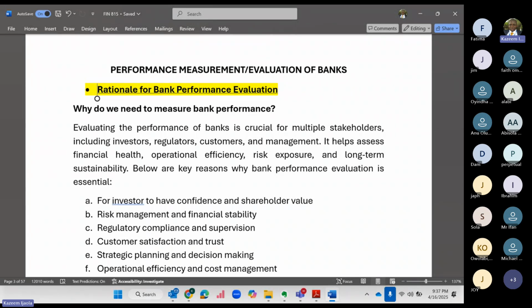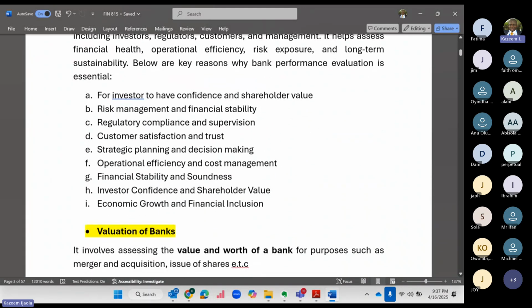So there are a lot of reasons why we need to measure the performance of banks. The first one is for investors to have confidence. Who are the investors? The shareholders. For them to have confidence in the bank, that this bank is doing well, because they have seen their performance. Then the second one is risk management and financial stability. It is when you measure the performance that you'll be able to know whether the bank is stable or not. Then the third one is to comply with the various regulatory guidelines and supervisions.